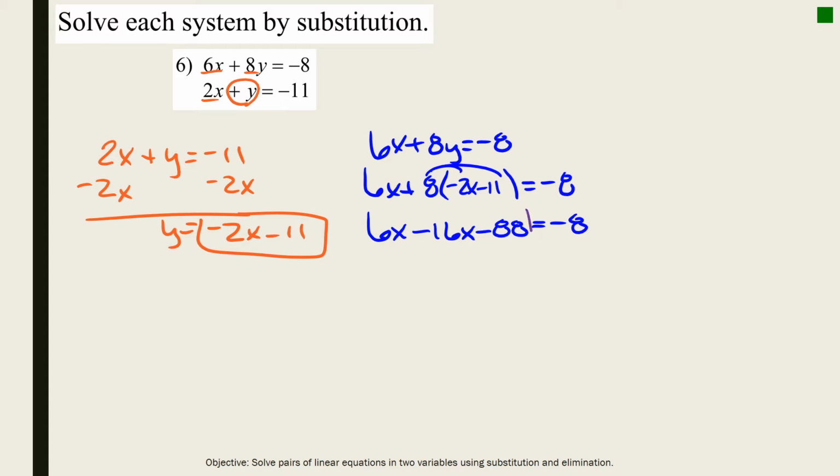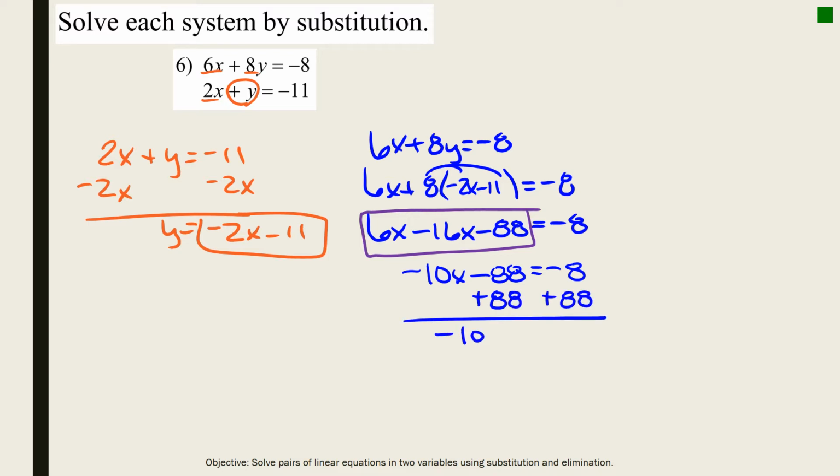Purple pen, combine like terms. Shows up a lot better on the white than it did on that black, didn't it? 6 minus 16 is negative 10x minus 88 equals negative 8. I'm going to add 88.